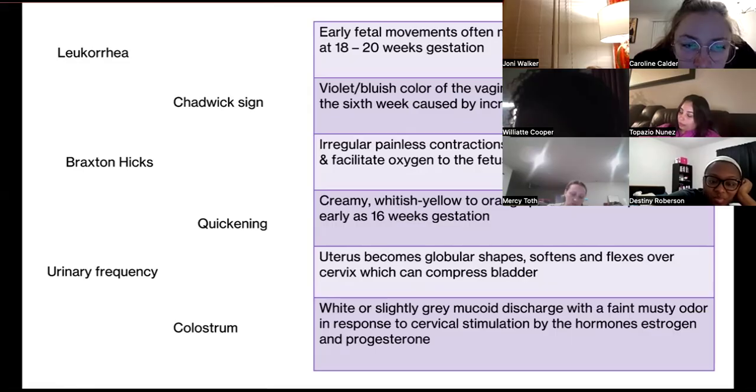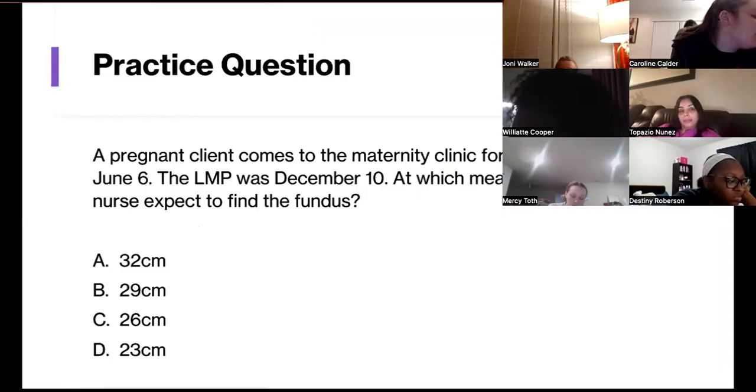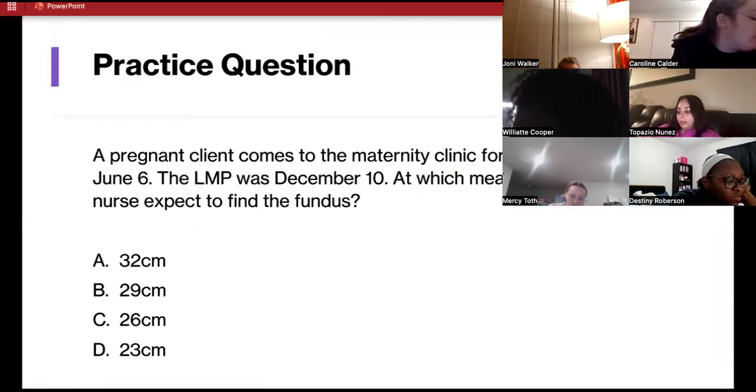So your uterus becomes globular shaped, softens and flexes over the cervix, which can compress the bladder. What would that be? Urinary frequency? Yeah. And then your white or slightly gray mucoid discharge with a faint musty odor in response to cervical stimulation by the hormones estrogen and progesterone is your leukorrhea, which is normal in pregnancy. Awesome. All right, moving on to our practice questions here.